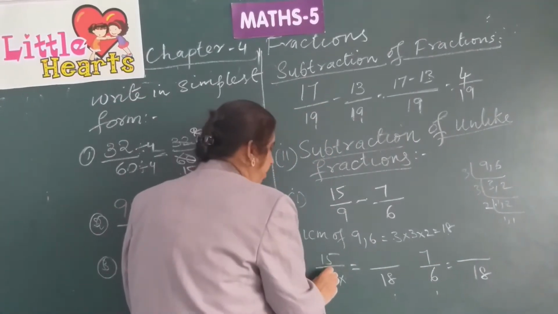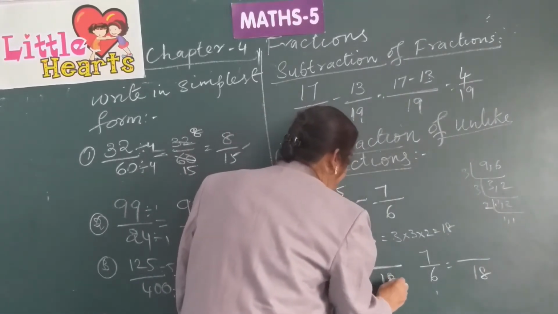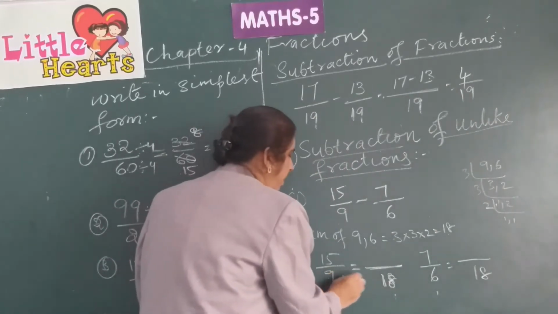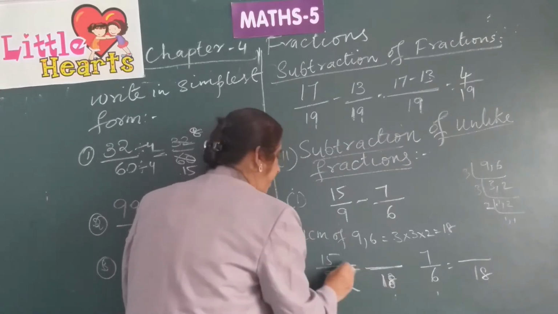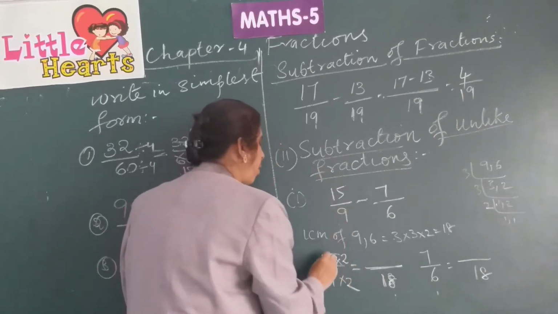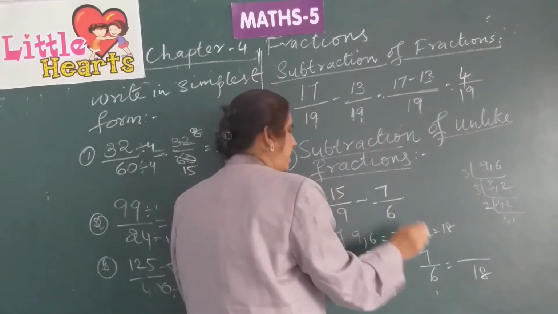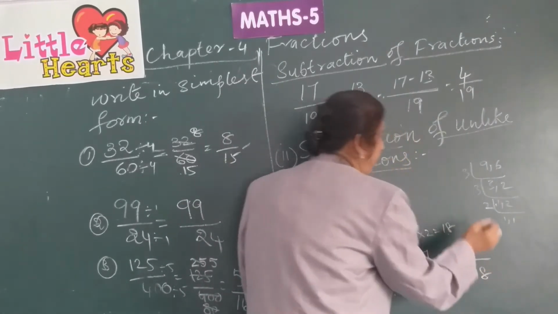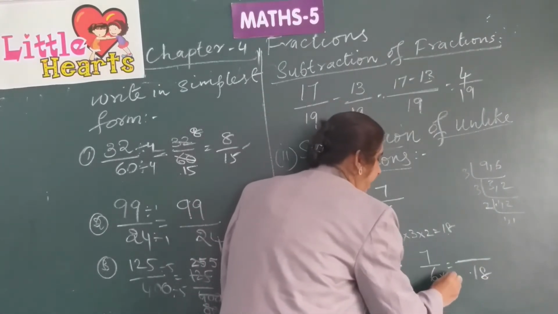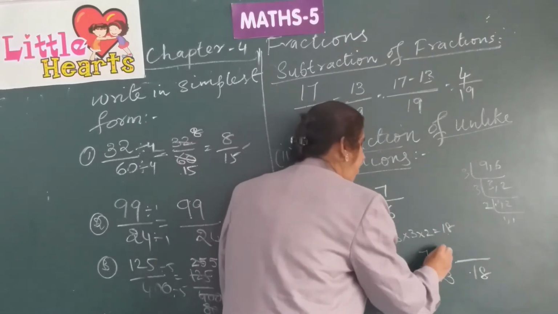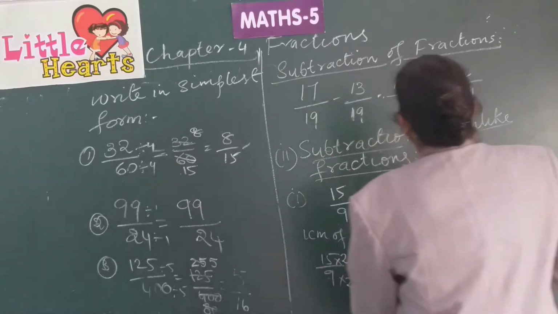So now 15 by 9, and we should make the denominator as 18. So take the denominator 18 here. And 9, how does 9 become 18? Raise it 2 times. 9 2s are 18. In the same way, raise the numerator also. 15 2s are 30. 7 by 6, denominator should be the LCM we know. So 6 has become 18. How? Raise it 3 times. In the same way, raise the numerator also. 7 3s are 21.